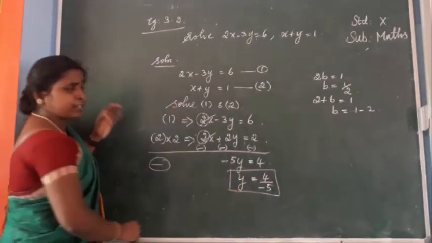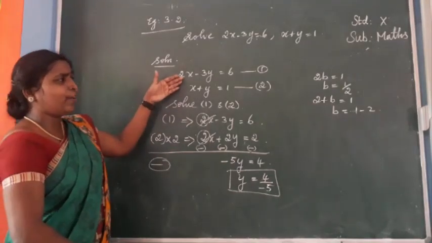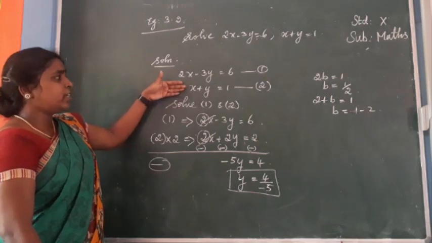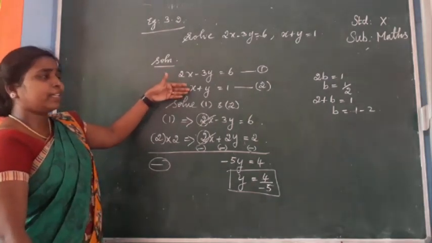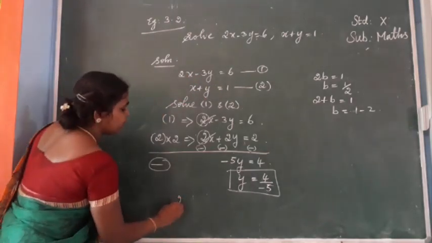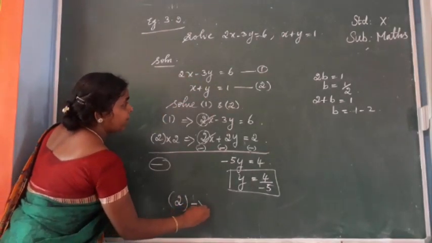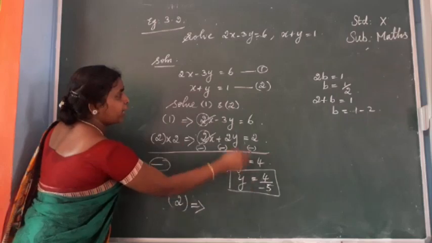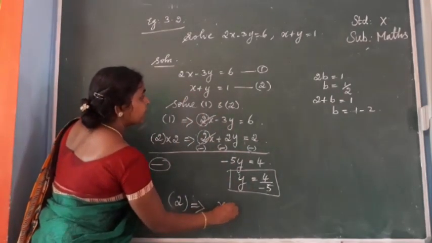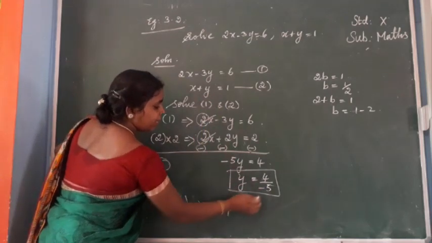Okay, next you substitute the y value in any one of equation 1 or 2. So you see the second equation. The second equation is simple, the coefficients are simply given. That's why I am going to use the second equation. 2 implies, instead of y you apply minus 4 by 5. So x plus, instead of y, minus 4 by 5.